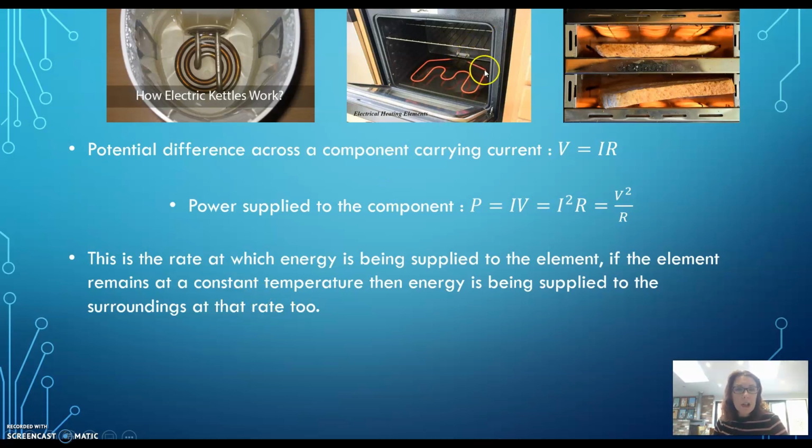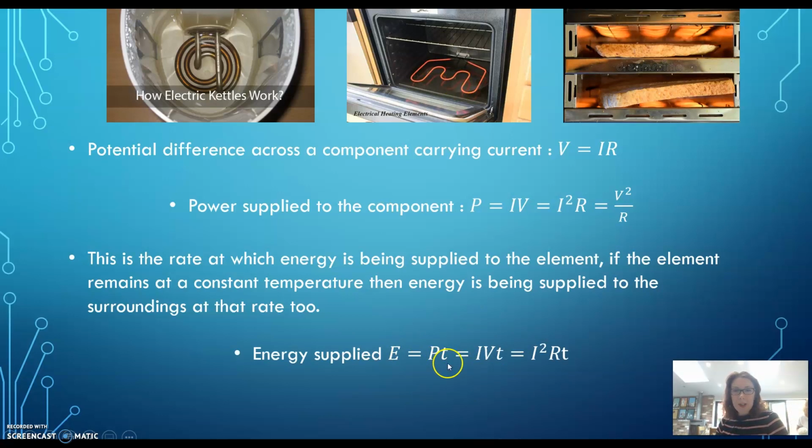So all the electrical power you're putting into this element, all the energy you're putting in, is being dissipated to the environment at the same rate. So this maintains a temperature. If you were providing more energy here than you could get rid of, then it would heat up. And if you were providing less energy here and it was radiating more, it would cool down.